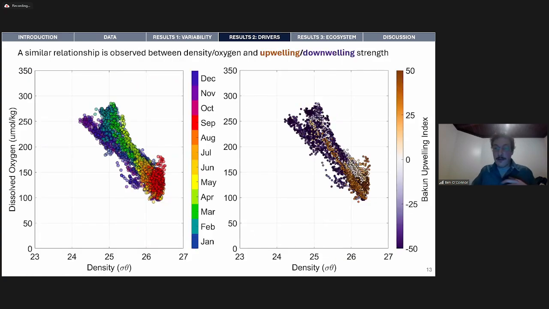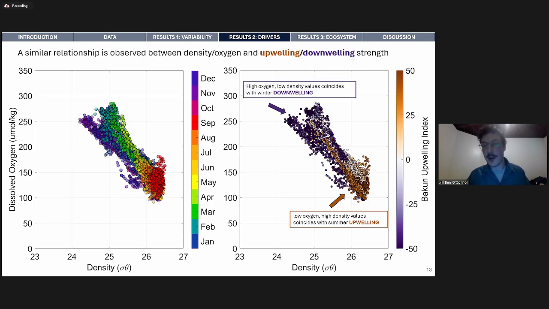The second mechanism we've looked at is upwelling and downwelling. So it's a similar plot here, the same data, oxygen and density, but now colored by month again on the left, and the upwelling index, which is a measure of upwelling strength, on the right. And we can see that those low oxygen, high density values coincide well with the summer upwelling index, whereas the high oxygen, low density values in winter correspond to a large downwelling index.